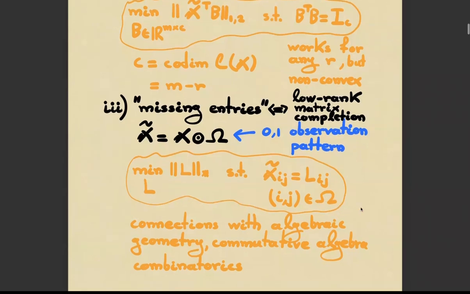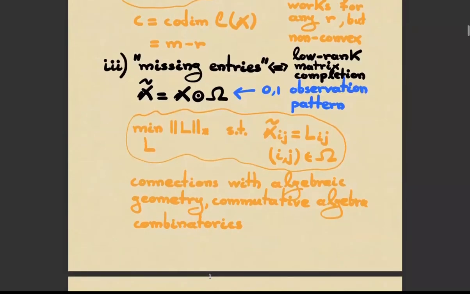Now, I'd like to say that this problem of low rank matrix completion is one of my favorite problems. I could very well stop here talking about unlabeled principal component analysis and start talking about this, but perhaps another time. It has beautiful connections with algebraic geometry, commutative algebra, and combinatorics.